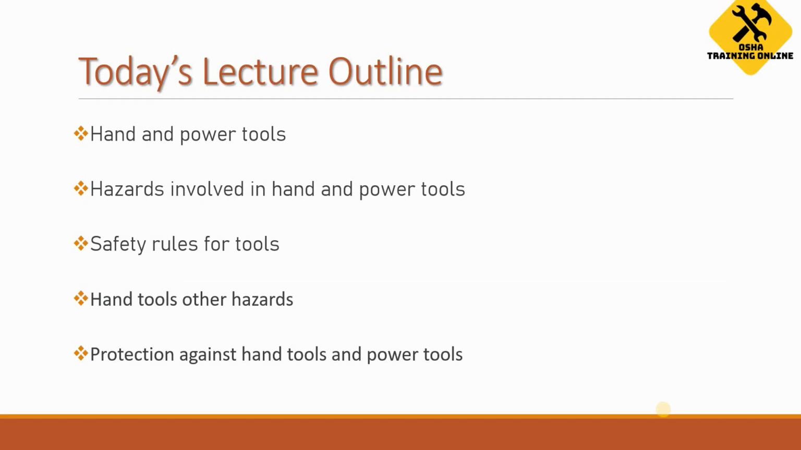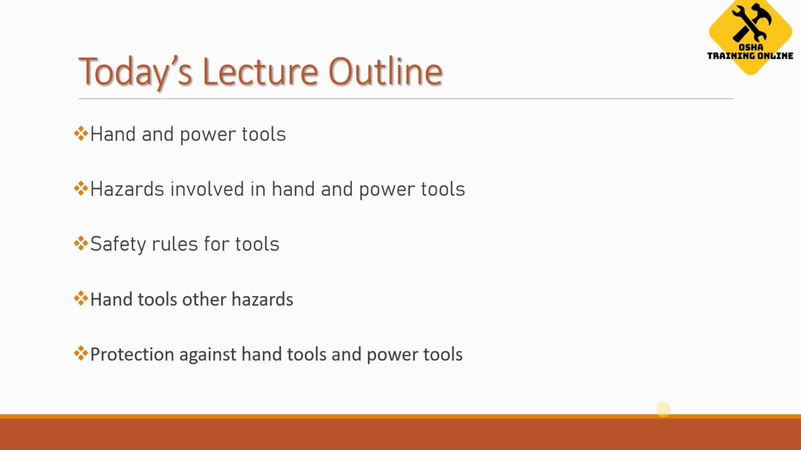What are hand and power tools? Next, we will see some of the hazards or risks involved in hand and power tools usage. Then we will see safety rules for tools. There are some specific rules regarding the usage of different kinds of electrical and hand tools. We will see this also. Then we will jump to other hazards of hand tools. There are some other hazards involved in usage of hand tools. In the last, we will see how we can use hand tools and power tools in a protective way or in a safe way. So this is our lecture outline.